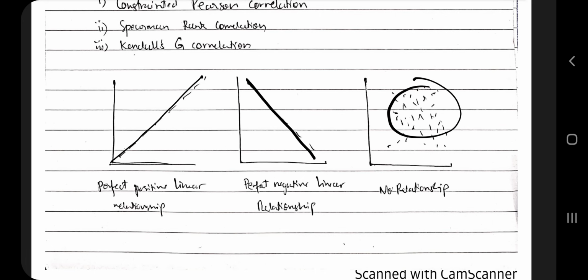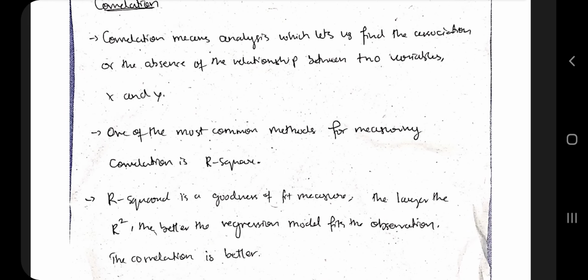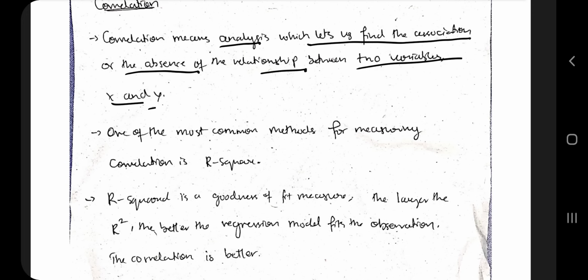There is no relationship. When one is increasing or decreasing, it doesn't matter to the other one. It is independent. These 3 types of relationship exist. That calculation we will be doing by using correlation. Correlation means analysis which lets us find association or the absence of relationship between two variables x and y.